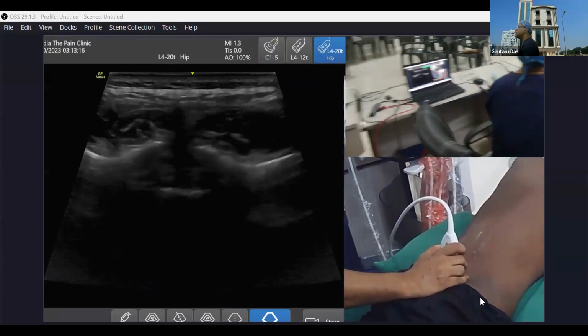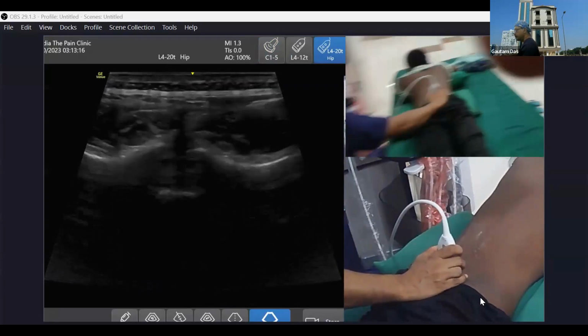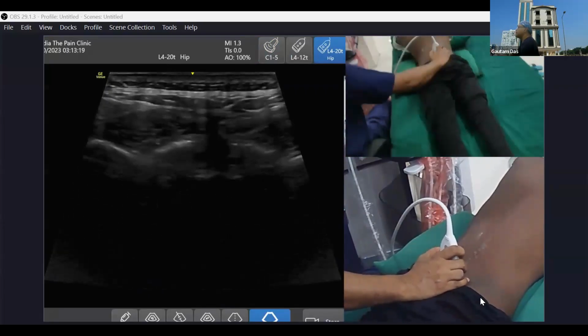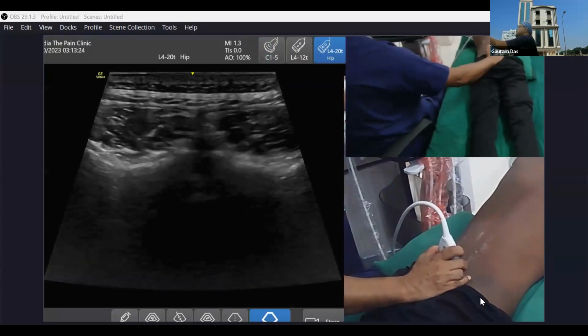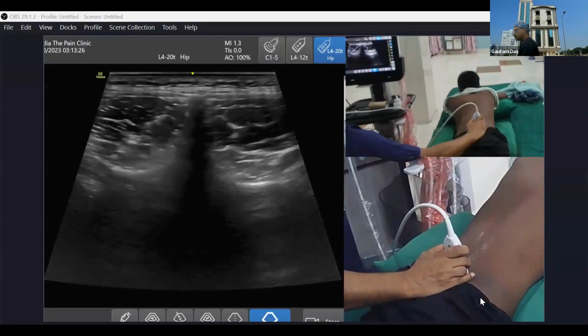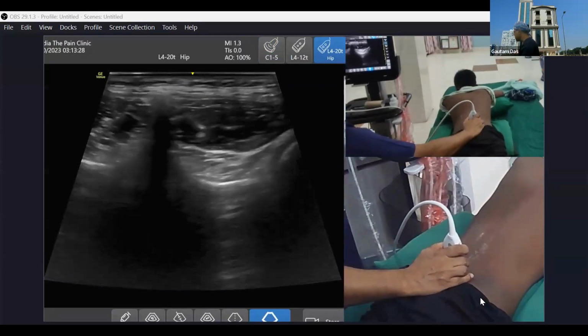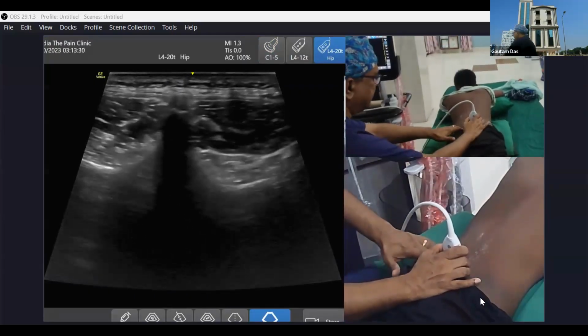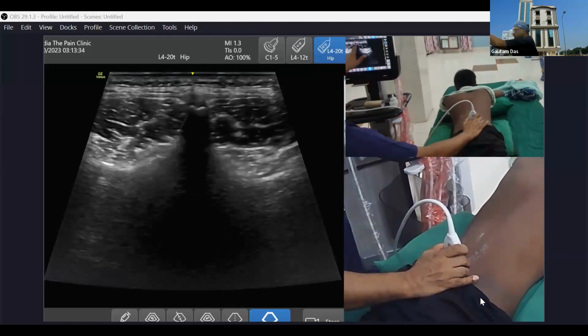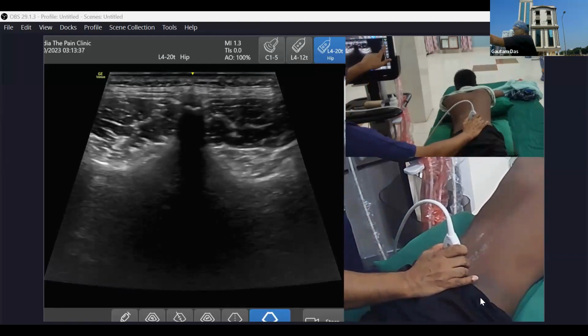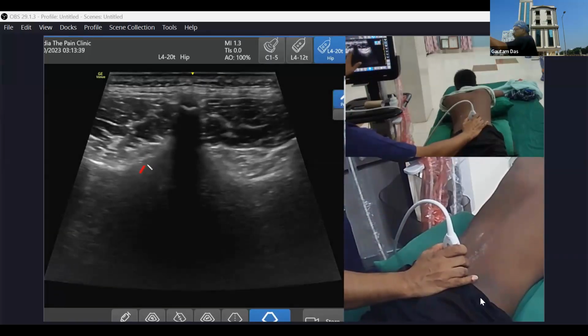Okay, so what I was telling, if I'm increasing the gain a little bit. So I calculated the posterosuperior spine. I'm at the level of the posterosuperior spine. So this is your part. This was your medial sacral crest.